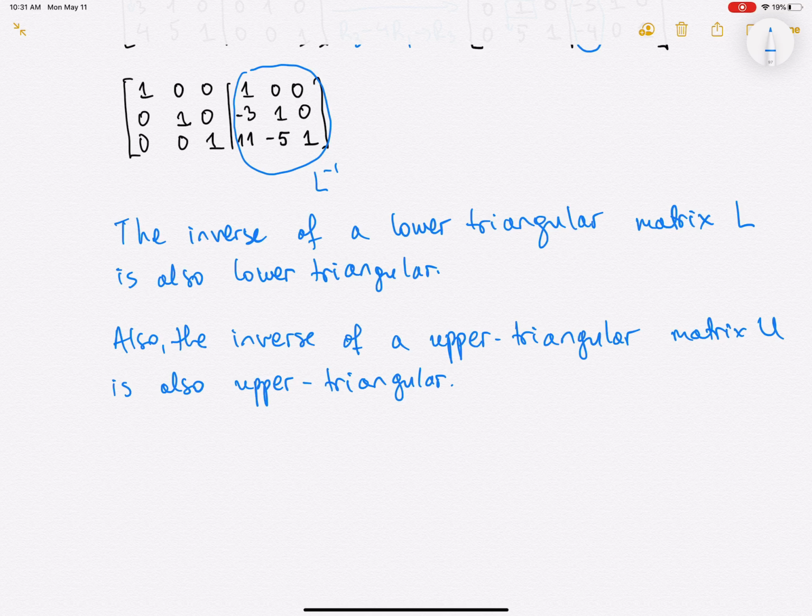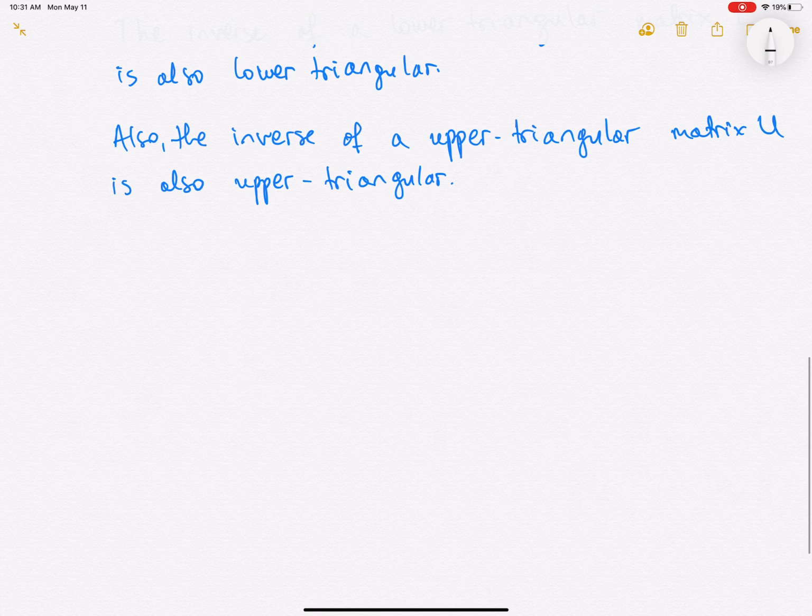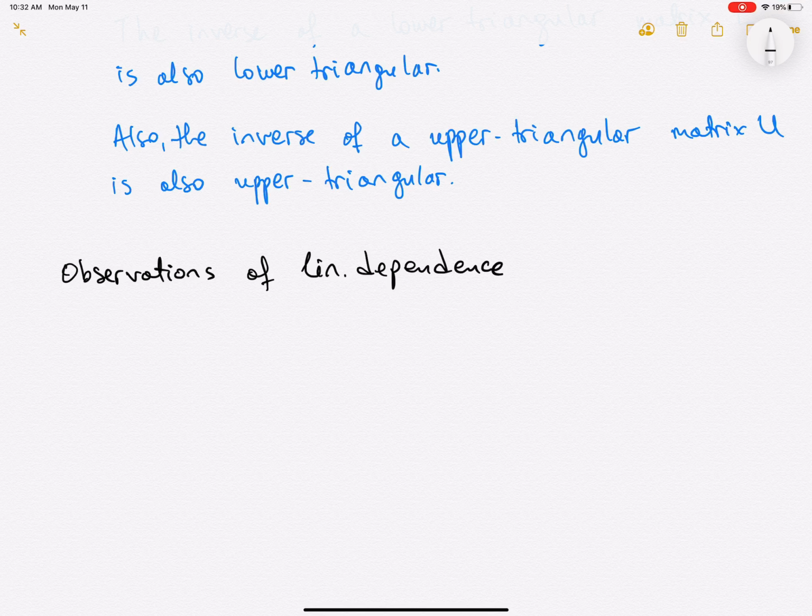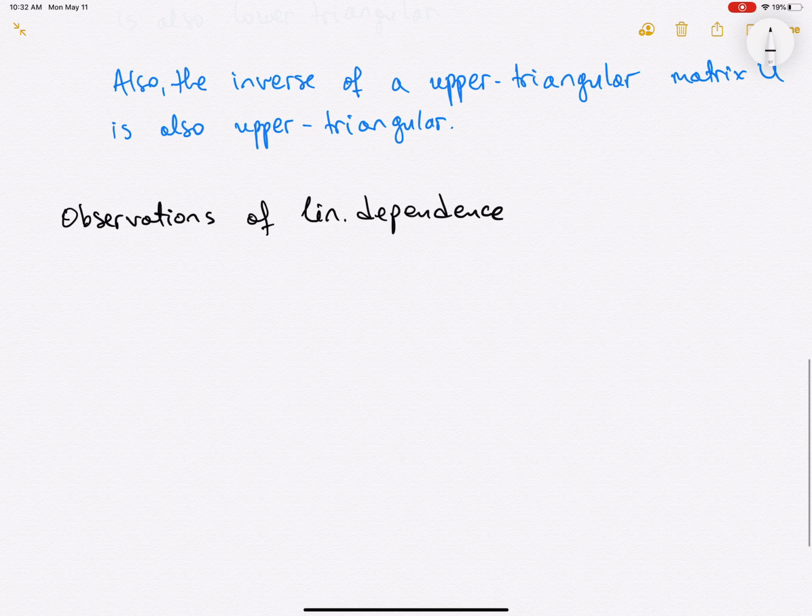Now, I want us to look at some examples of invertible matrices, or recognizing them just by looking at the matrix in terms of linear dependence. So observations of linear dependence can be useful to tell us whether or not a matrix is invertible. So here's some examples. Let's look at this matrix. It's a 2 by 2 matrix with coordinates 4, 8, 3, 6.